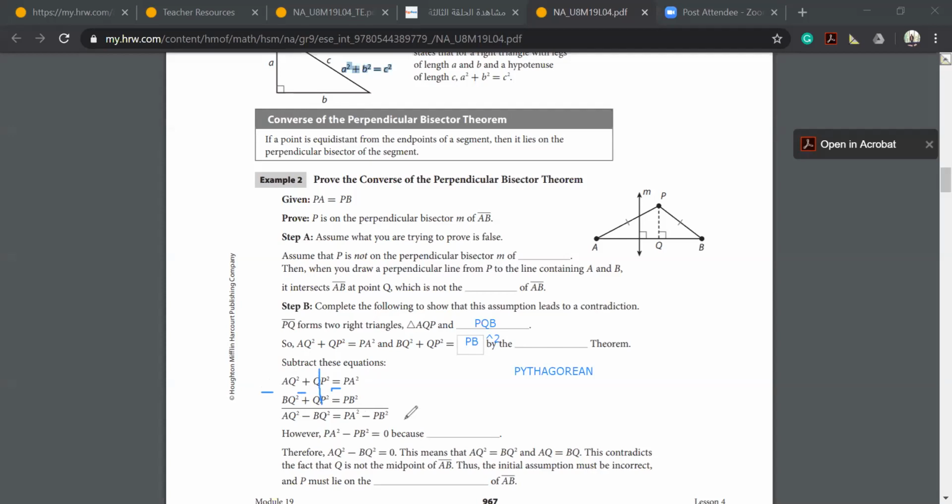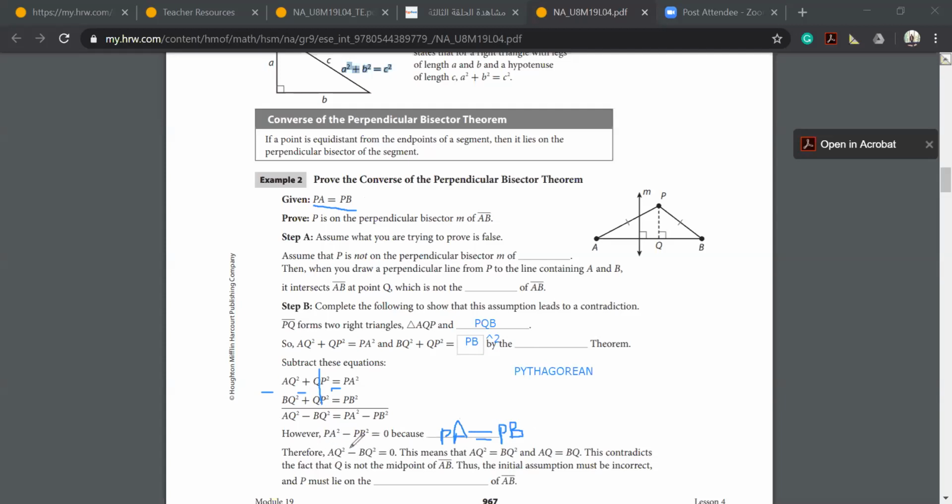Right? But we were already given that PA is equal to PB. Since they are equal, PA square minus PB square will be 0, because if I subtract them from each other, they will be 0. So since this became 0, therefore AQ square minus BQ square became equal to 0.